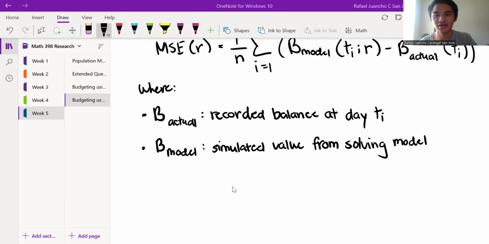Okay. And then from there, I also used code to optimize or quote unquote minimize my mean squared error and find the best value of R, right? And so this is again a SciPy thing.